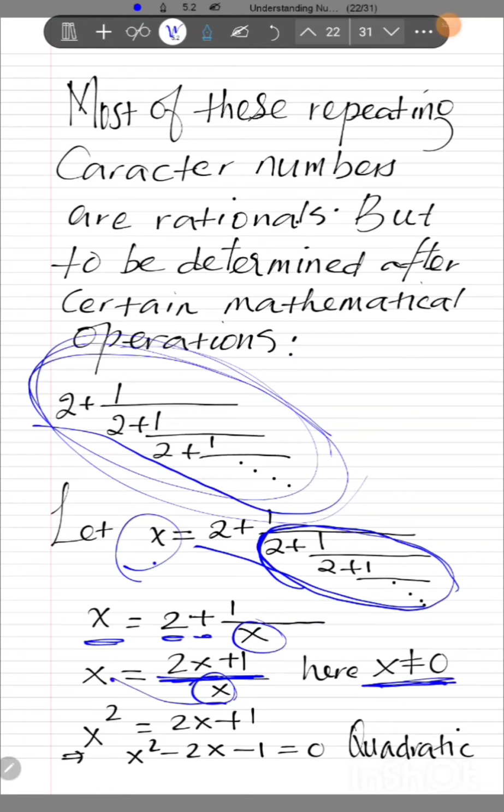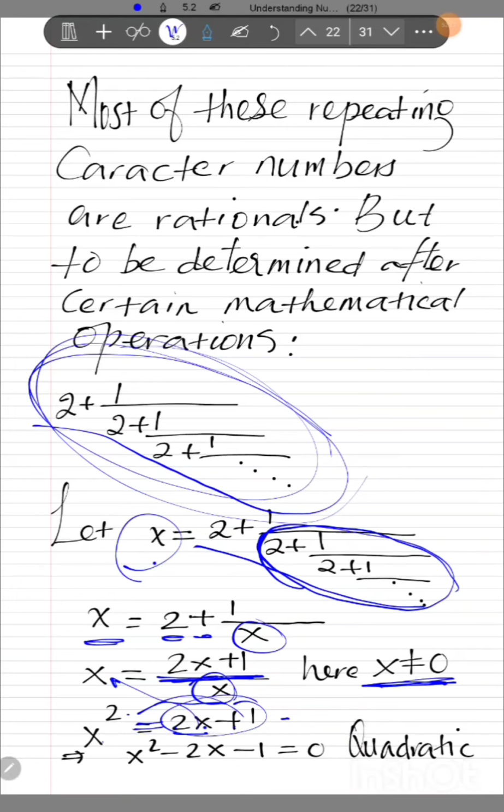Now, when we move x up here, x squared is 2x plus 1. When we move this expression on the right to the left of the equality sign, each and every term will change the sign from positive to negative. So x squared minus 2x minus 1 is 0. This is a quadratic equation.